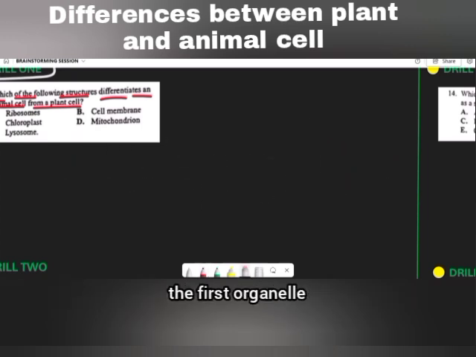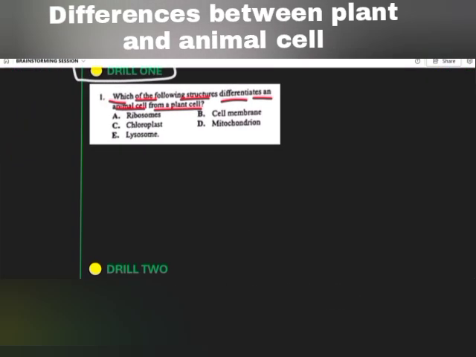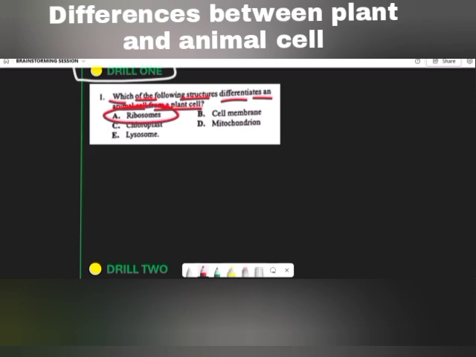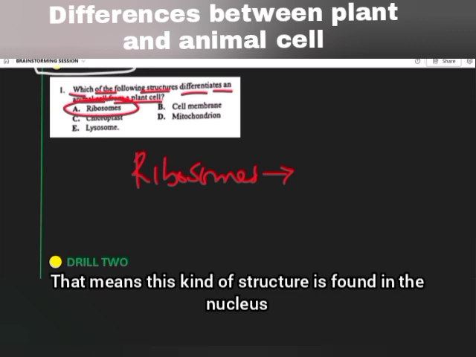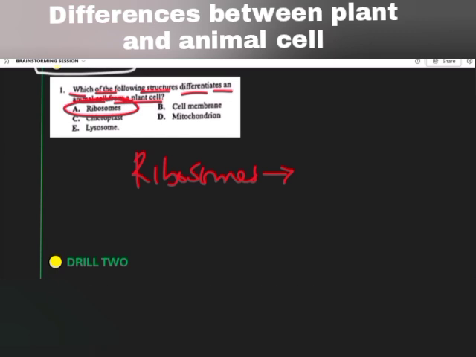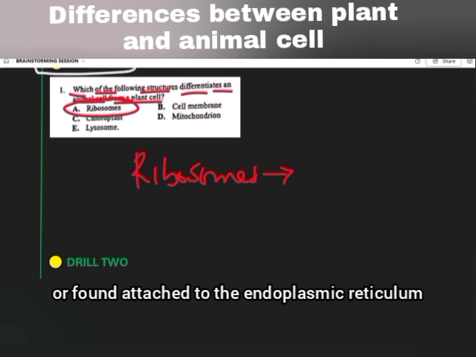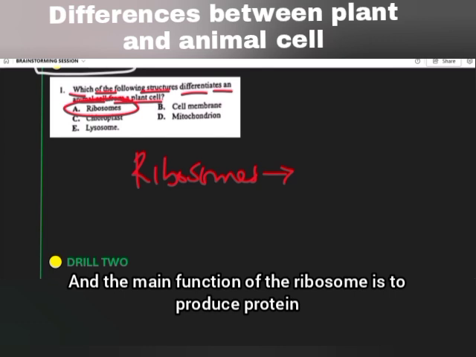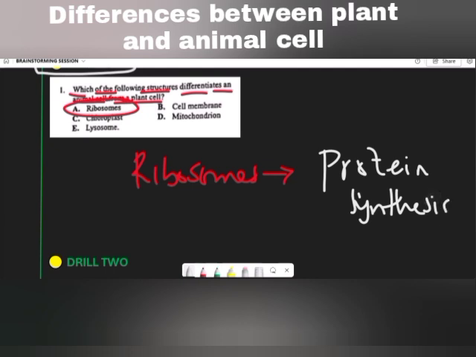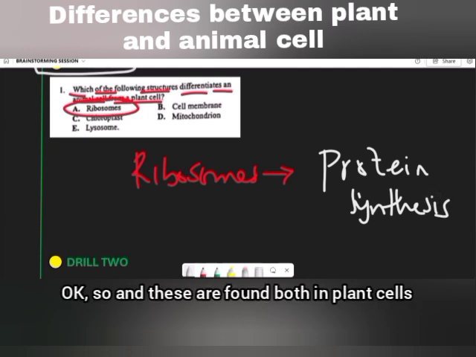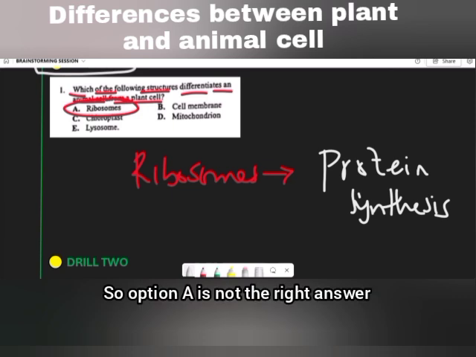According to the options, the first organelle that might differentiate a plant and animal cell is the ribosome. Now, what is a ribosome? Ribosome is a protein-like structure. That means this kind of structure is found in the nucleus, or in the cytoplasm, or attached to the endoplasmic reticulum. The main function of the ribosome is to produce protein, that's why they refer to it as protein synthesis. These are found both in plant cells and animal cells. So option A is not the right answer.